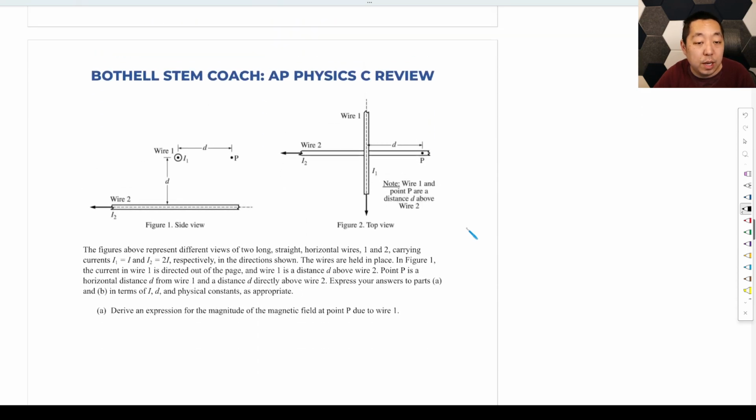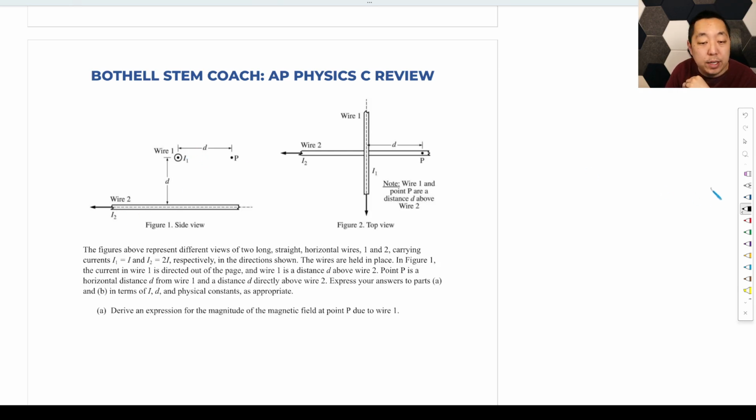Okay, let's go through a couple of FRQs here. The figure above represents different views of two long straight wires carrying currents I1 and I2 respectively. Point P is a horizontal distance away here. Derive an expression for the magnitude of the magnetic field at point P due to wire 1.